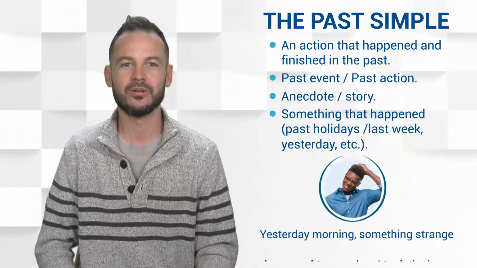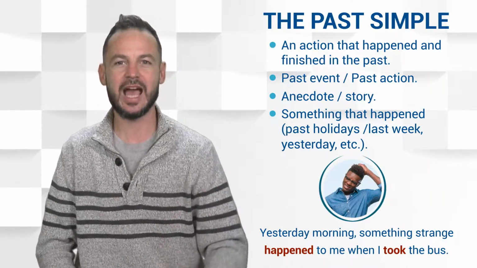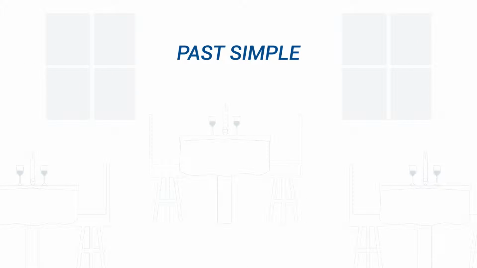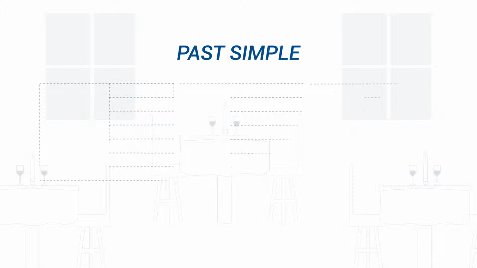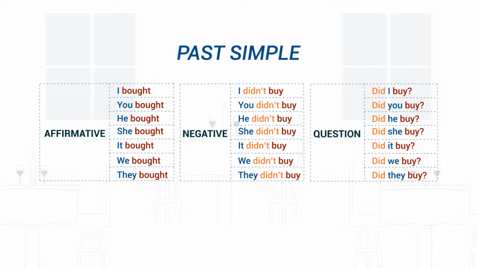For example, yesterday morning, something strange happened to me when I took the bus. Let's check the forms using the verb buy. Remember, buy is an irregular verb. Affirmative. We use the past form for the verbs. In the case of buy, the past is bought. It is an irregular verb.